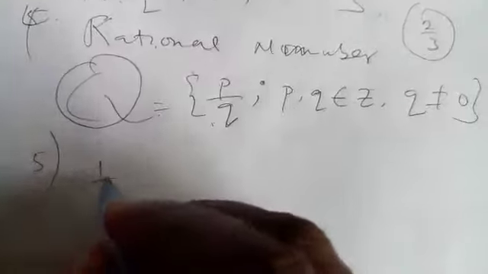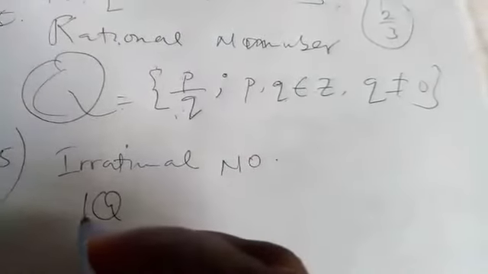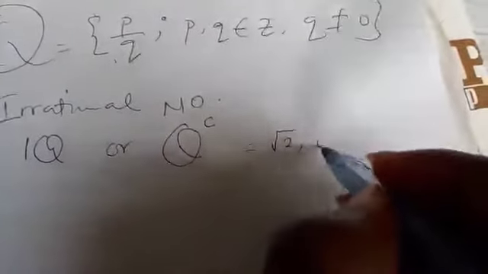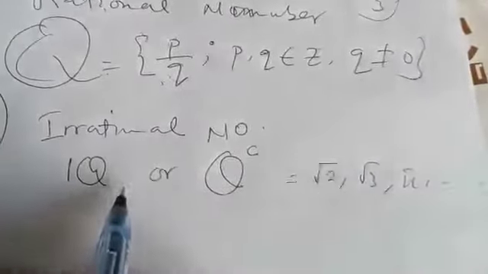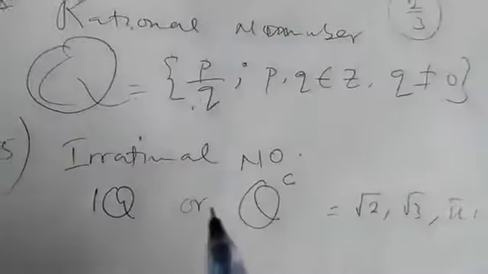And finally, the irrational numbers. Some people write it as IQ, while some people write it as Q complement. These are the numbers in terms of, let's say, square root of 2, square root of 3, pi, and so on. They are irrational numbers. They are numbers that are not in the form of a fraction. Any number that is not in the form of a fraction is called an irrational number.